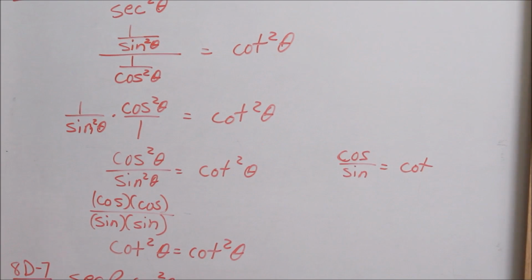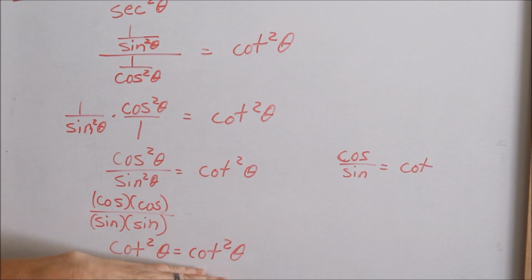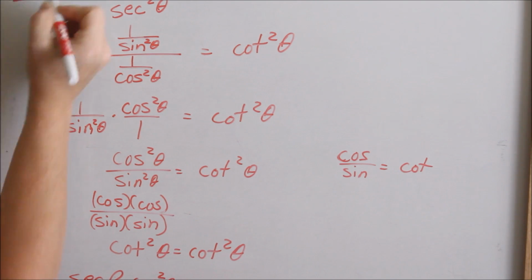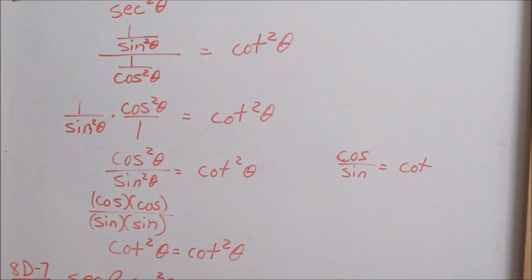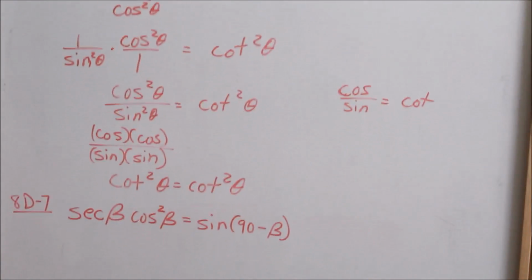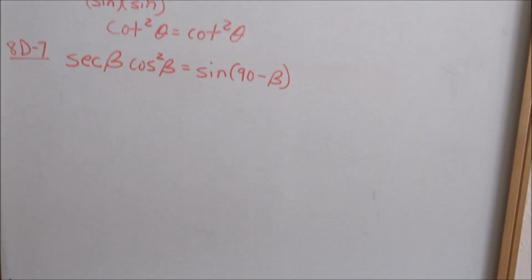I don't generally box anything on my trig proofs because your whole problem is the answer. Everything that you work out is the answer. But the goal is to get down to where you have one side equal to another side, and that proves that the left side equals the right side. These kinds of problems just take practice, and they're not all necessarily exactly alike. So let's go down to 8d7. And again, these just take practice.